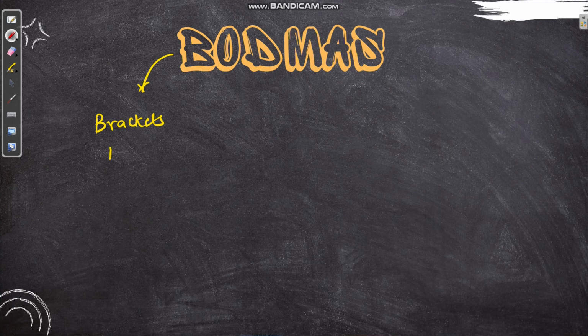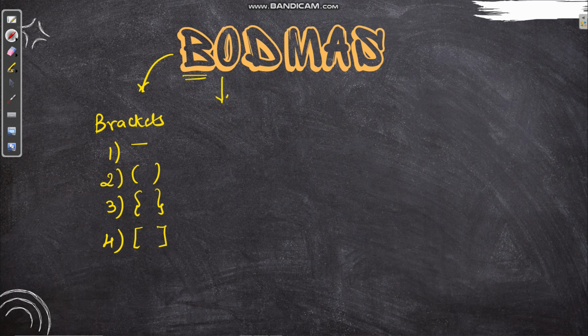So you'll always solve the bar bracket first, also known as the vinculum, followed by round brackets. Then you will solve the curly brackets, and fourth you will solve the square brackets. So this is the order in brackets also. So B stands for brackets.